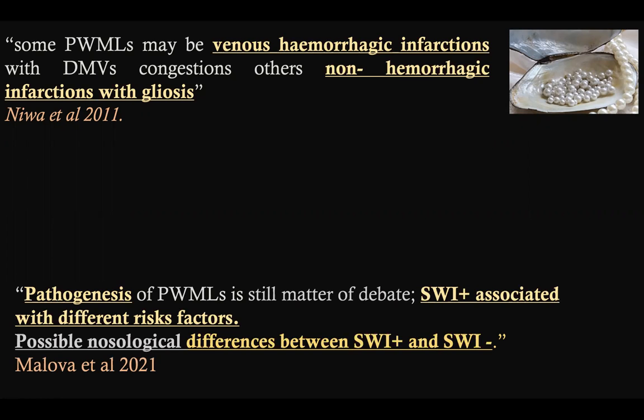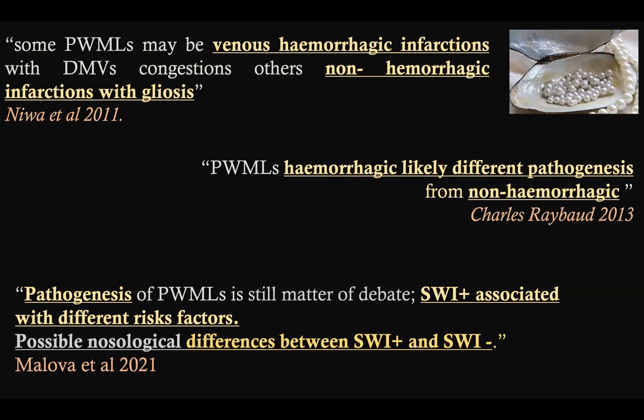So there may be a nosological difference between the SWI positive and SWI negative. In other words, the ones that are only gliotic, far away from the deep medullary vein, non-hemorrhagic, SWI negative, may be different in terms of pathogenesis from the ones that are hemorrhagic and close to the deep medullary vein. That's a recent paper from the group of Gaslini Hospital in Genoa.